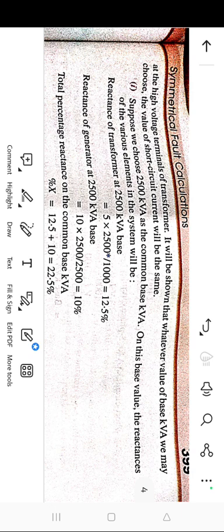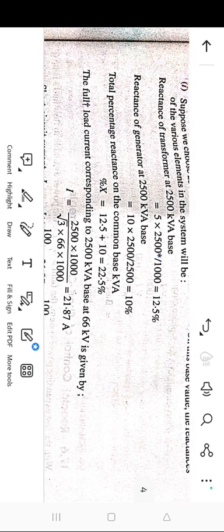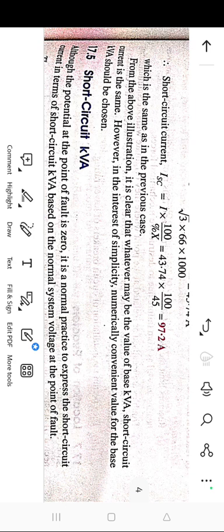On this base value, the reactance of various elements in the system will be: reactance of transformer at 2500 kVA base is equal to 5 into 2500 by 1000, which is 12.5. Reactance of generator at 2500 kVA base is 2500 kVA base into 10%. Common base kVA. From the above, it is clear that whatever the value of base kVA, the short circuit current will be the same. However, in the interest of simplicity, a numerically convenient value is chosen for the base kVA.